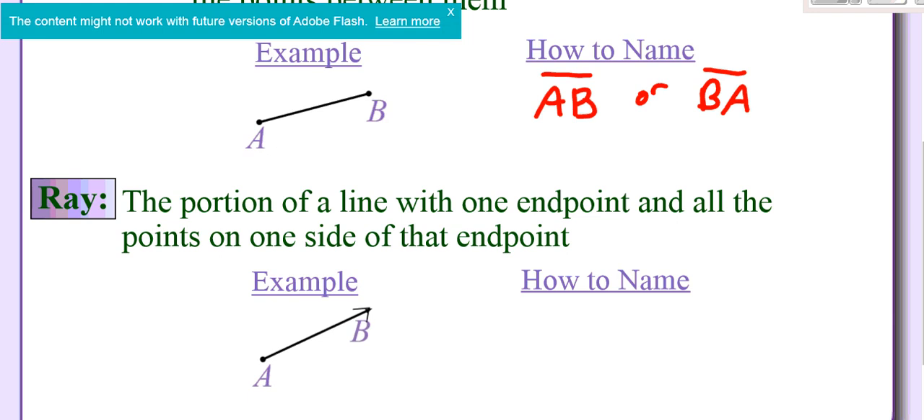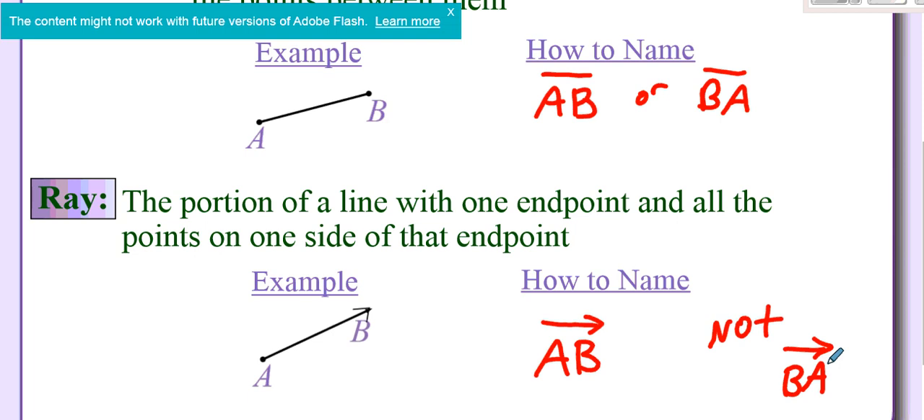So again, it's kind of similar to how we named segments and lines. We can use those 2 points there, A and B. And the symbol is an arrow pointing in one direction. It always has to point to the right. This symbol always points to the right. And the other thing that has to happen is that you cannot swap this around.